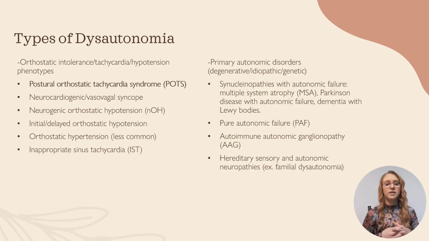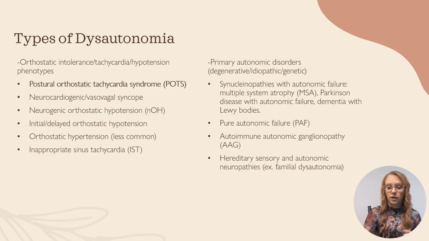But one of the big things we see is postural orthostatic tachycardic syndrome, or POTS. It has become a very popular diagnosis since COVID. We were treating it well before COVID, and there are other viral things that can cause it. But that's one thing that we're seeing a lot more commonly in the office. We also see things like vasovagal syncopes, orthostatic hypotensions. Also, some of these things can be degenerative, idiopathic, or genetic. So these are primary autonomic disorders, things like pure autonomic failure. And sometimes you can get familial dysautonomias.